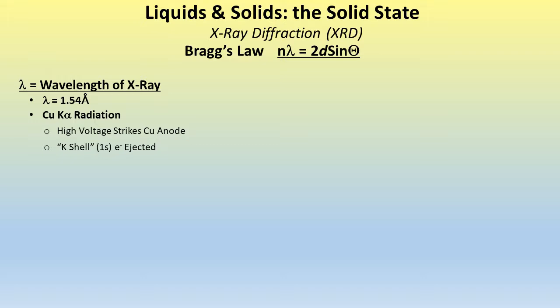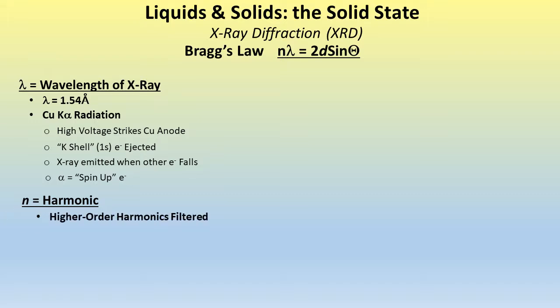As these electrons are at the bottom, electrons from much higher fall in to fill the space, and an X-ray is emitted. The alpha signifies that only spin-up electrons are allowed to proceed to the sample, where spin-down electrons are filtered out. N is the harmonic. For any diffraction, any whole number ratio will also diffract. Higher order harmonics are also filtered out.